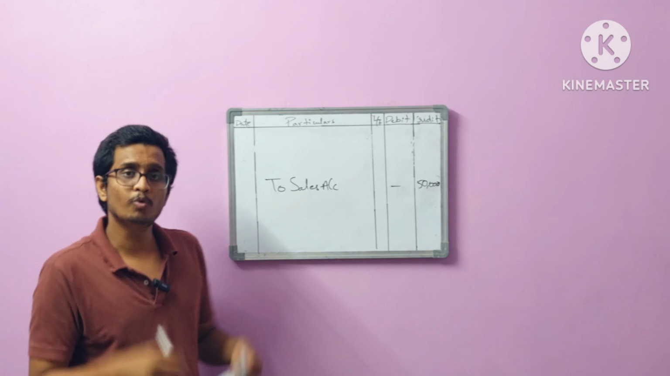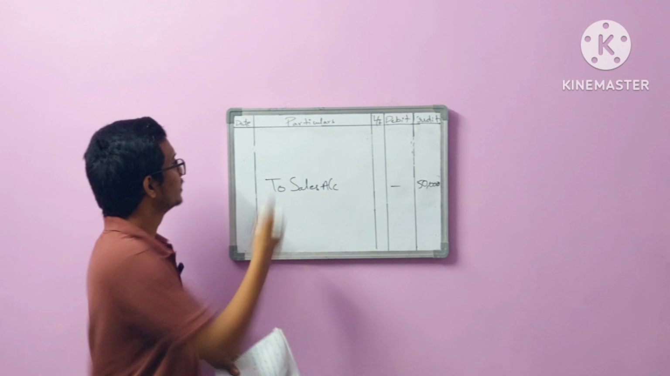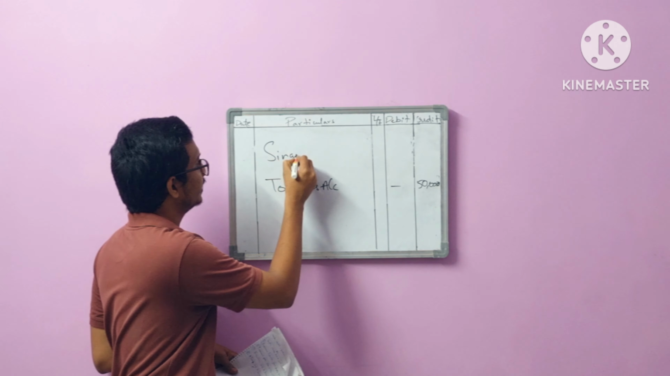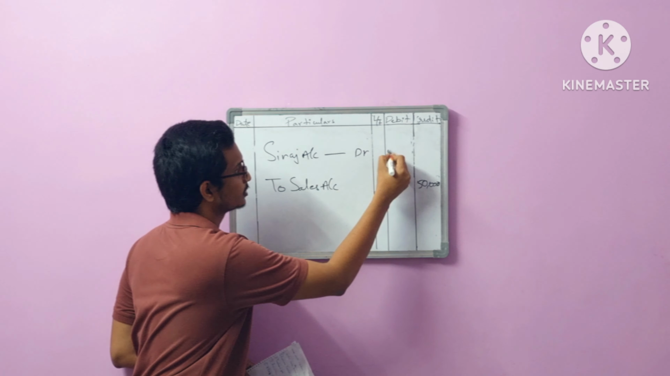What is coming into the business? Like, to whom have the goods been sent? Siraj. Siraj owes me. So Siraj will become a debtor. Siraj. Goods are sent to Siraj.